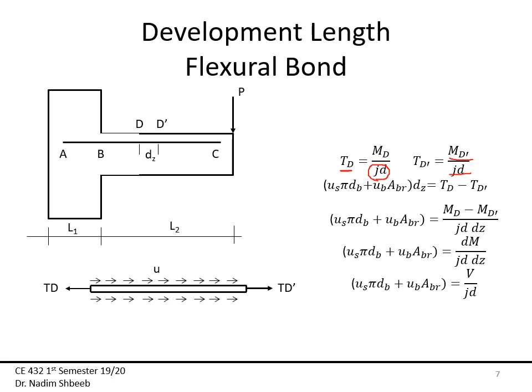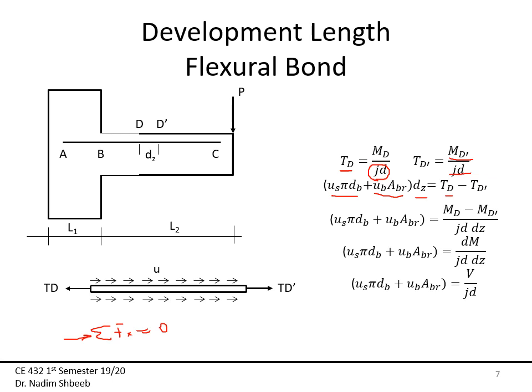Then again, if I take the bond strength and do some equilibrium equation, summation of Fx, if you will, equal to 0 in that direction, then over the length dz we have the slipping bond strength plus the bearing bond strength times that dz will equal the change in tension force, Td minus Td prime.